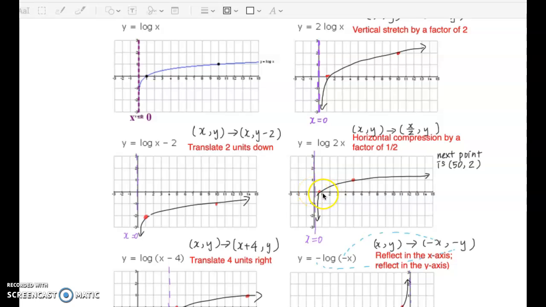But now every single point is half the distance away from the y-axis. So we went from (1, 0) to (1/2, 0), and then we went from (10, 1) to (5, 1). And remember we said that the next point on the original function will be at 100. So now the next point is technically (50, 2). The mapping rule also reflects the fact that x is now half the distance from the y-axis.